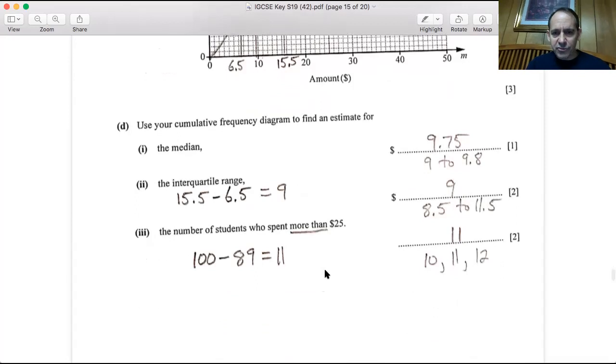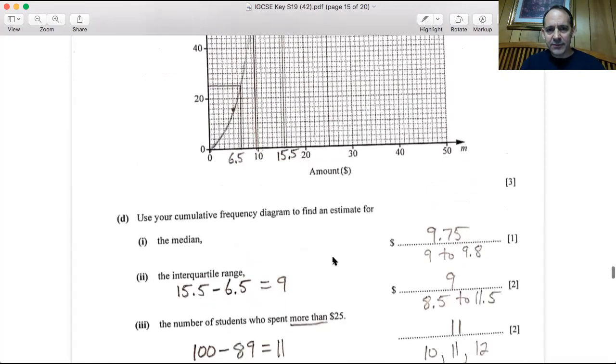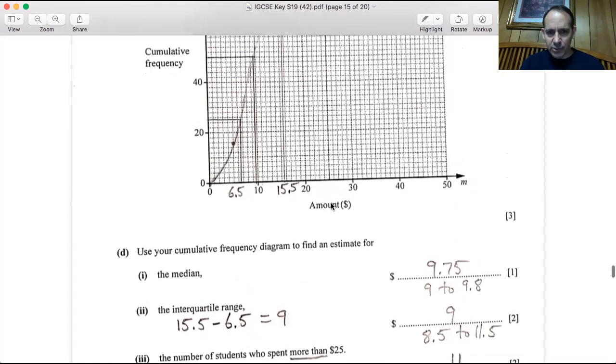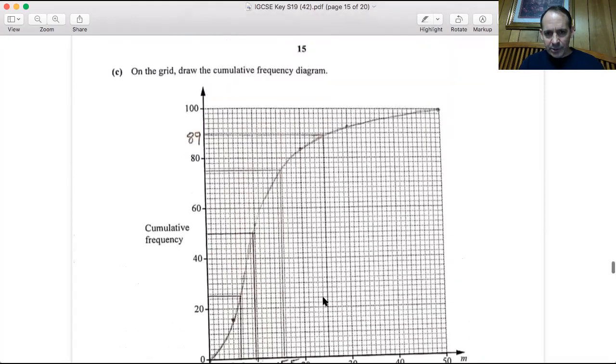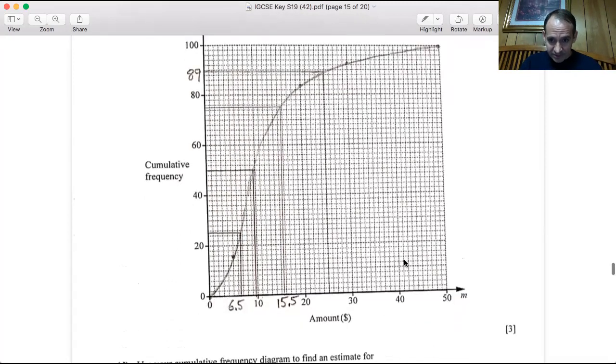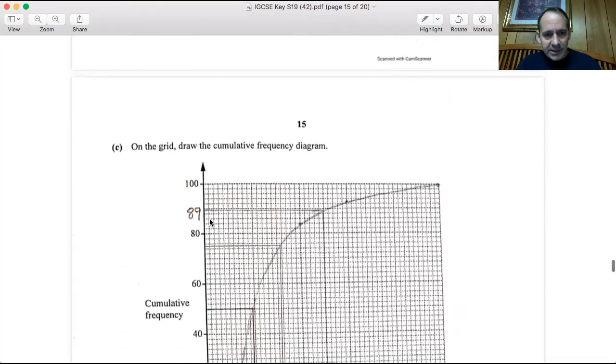The number of students who spent more than $25. Notice here's your amount, $25. Right here is your 25. More than is this side. So when we follow the line up and back this way, remember the more than is this right-hand side. So you follow it up and over. So we're looking at this top part, not the bottom.